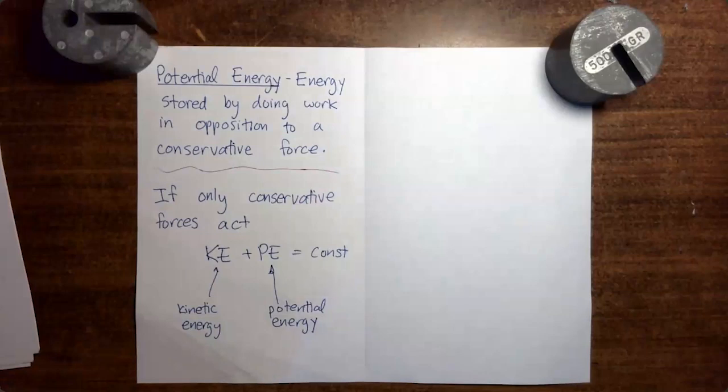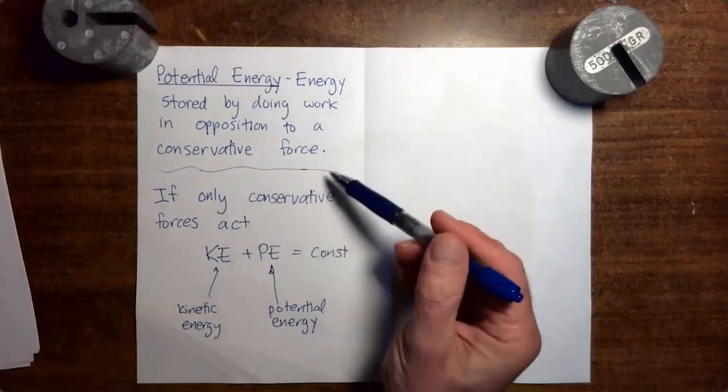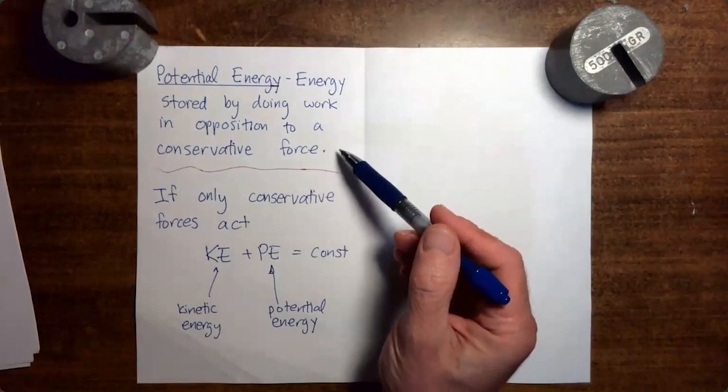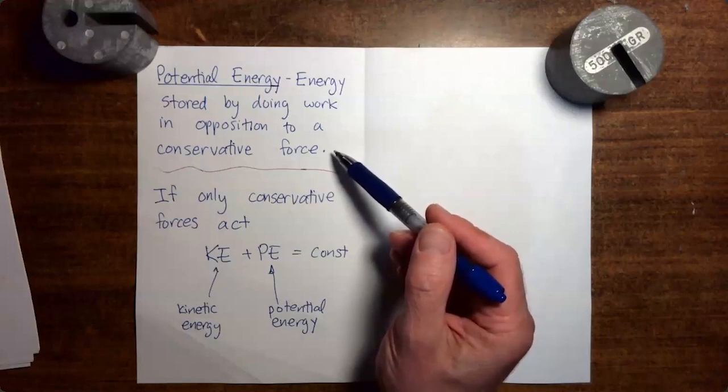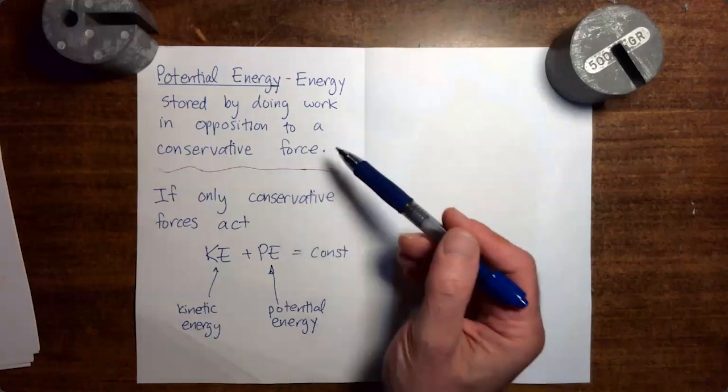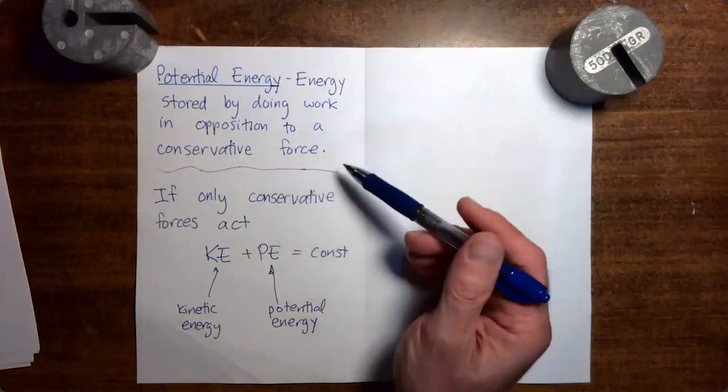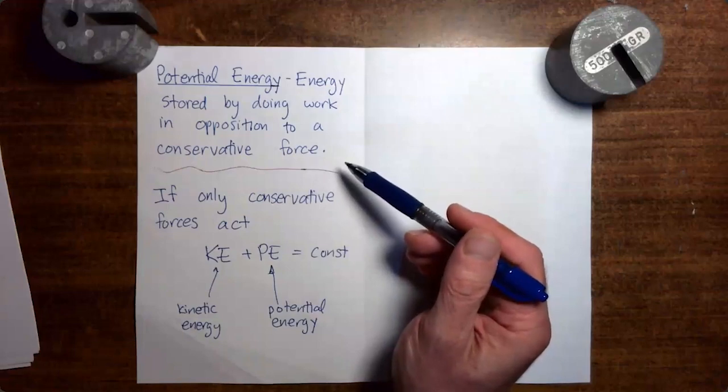In the previous video, I showed you that when work is done on an object in opposition to a conservative force, that work can be stored as potential energy, and then that potential energy can be converted back into kinetic energy as the object returns to its initial position.